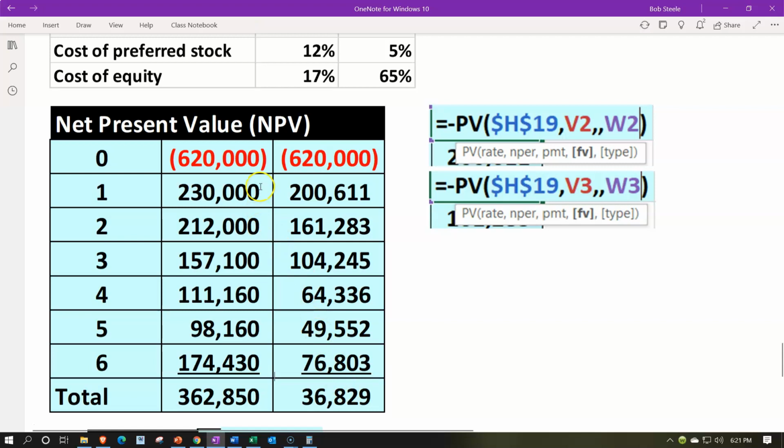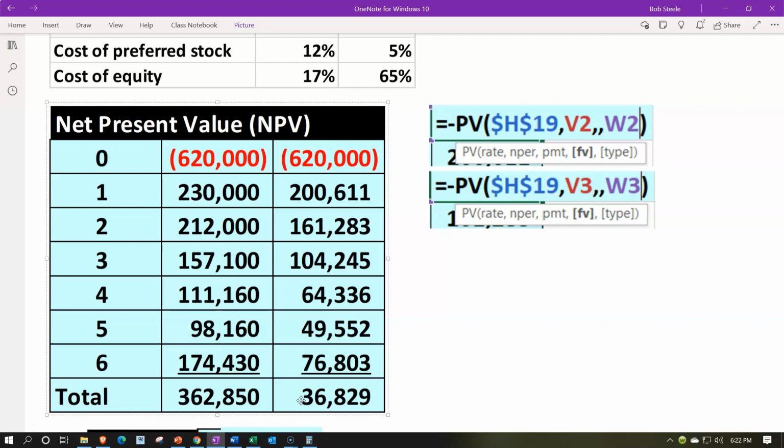Now note, if we didn't have any discounting, we would be at the net cash inflow of 362,850. After discounting, we still have a positive number of 36,829, and this comparison is deceiving because you might think then that this represents what we got after, say, inflation, time value of money, meaning the cost of just the dollar going down in value.